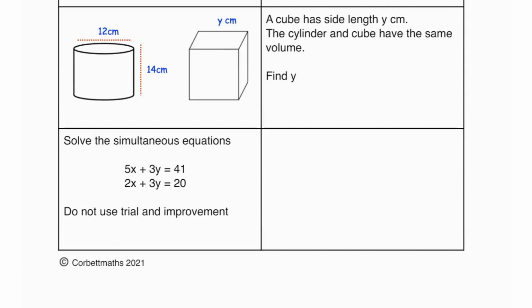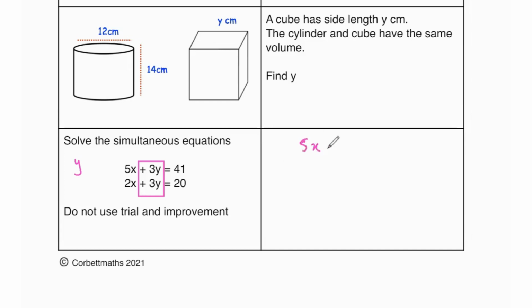Next question says solve the simultaneous equation. Do not use trial and improvement. So I'm going to use the elimination method for this. To use the elimination method, I need to first decide which variable I want to eliminate. I want to eliminate y. In order to eliminate y, I need to make sure that y has the same coefficient in both the equations. As you can see, y has the coefficient of 3 in the first and the second equation, which means we can move on to the next step. Since the sign of y is positive in both the equations, in order to eliminate y, I can subtract the two equations.